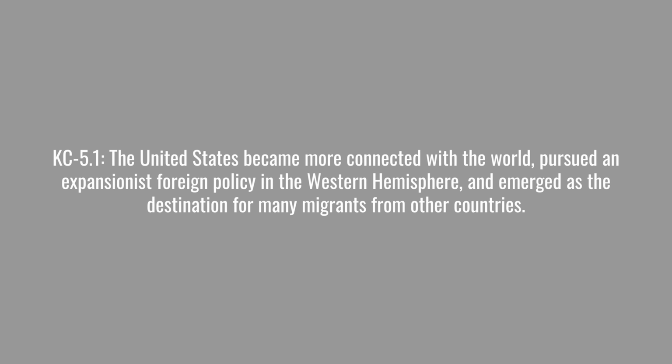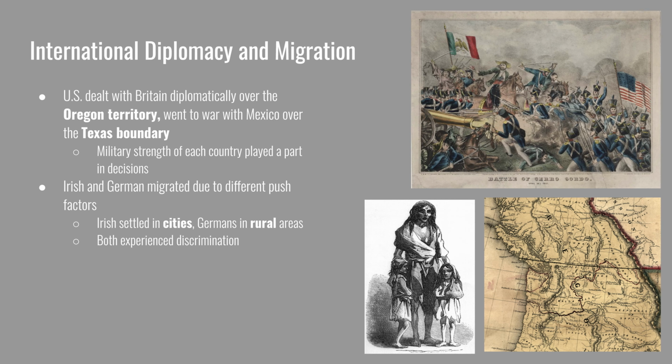The first key concept is the United States became more connected with the world, pursued an expansionist foreign policy in the Western Hemisphere, and emerged as a destination for many migrants from other countries. This is a comparison between how the United States dealt with various countries.